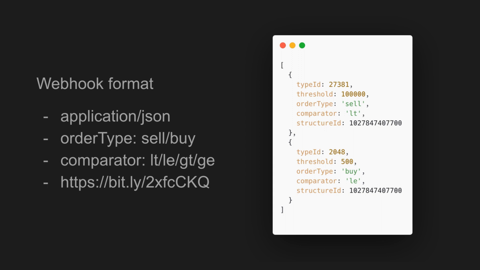Your webhook or API needs to provide a certain JSON structure that contains the type ID of the item and the threshold you defined. For example, if you want to see 500 Damage Control 2 stocked, you would define a section like in the bottom, the type ID 2048 and the threshold 500. There you can also switch out the order type. Remember that sell will check for sell orders and buy will check for buy orders. And then you can define the comparators, which are less than, less or equal, greater than, and greater or equal.